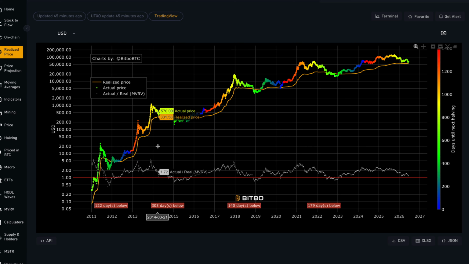Before 2012, in 2015, 2018, and 2022, every confirmed Bitcoin cycle bottom formed when market price reached the realized price, with MVRV going below 1.0. So right here, right here, right here, and 22. And right now we are with MVRV at 1.22. So not yet below 1.0.